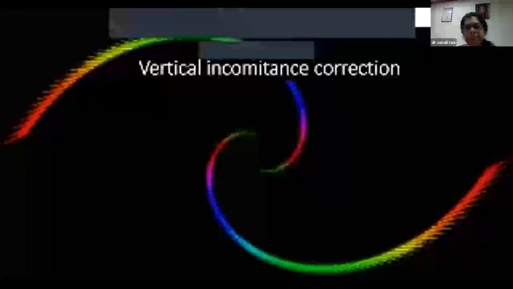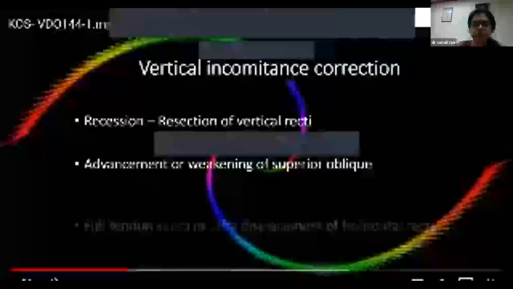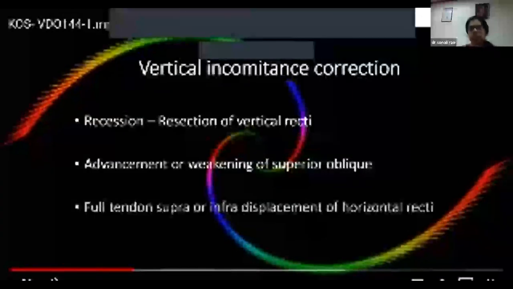For the correction of vertical incompetence, based on the inferior rectus function, an appropriate procedure can be chosen from recession, resection of vertical recti, advancement or weakening of superior oblique, and full tendon, supra or infra displacement of horizontal recti.